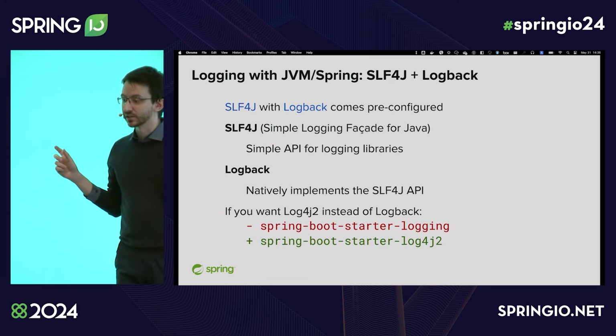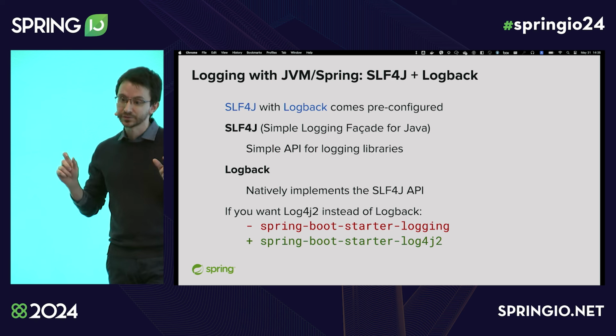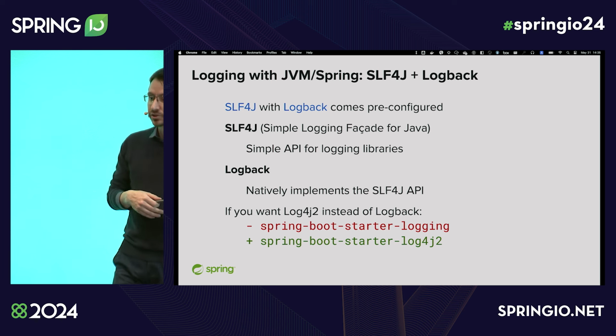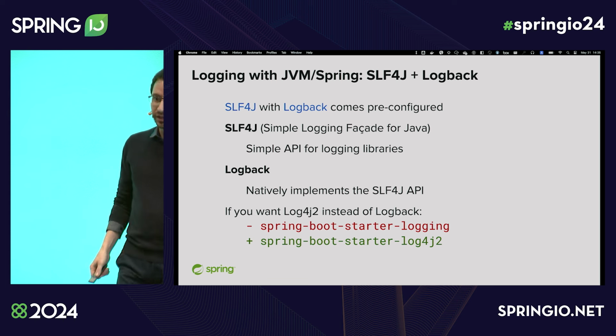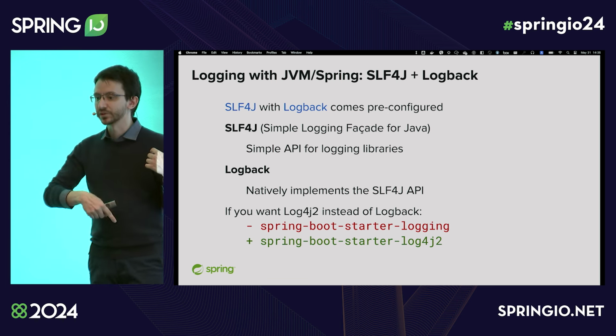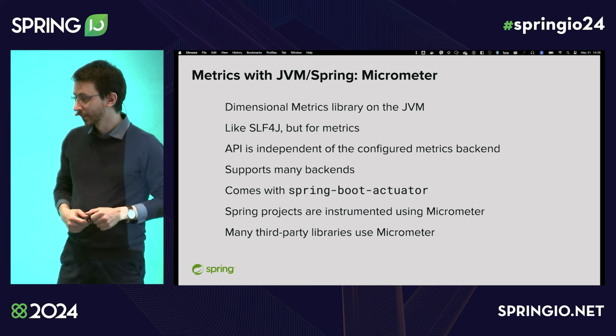SLF4J is basically a simple facade API over logging libraries, so you can plug them in and out. And Logback is one of the implementations. But if you want to replace Logback with, let's say, Log4j, in Spring Boot this is just like excluding a dependency and bringing in another one. By default you will get Logback.